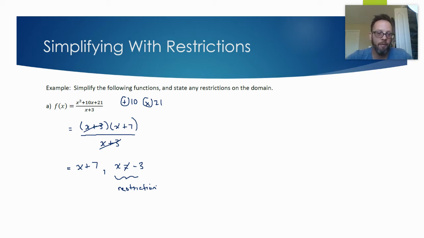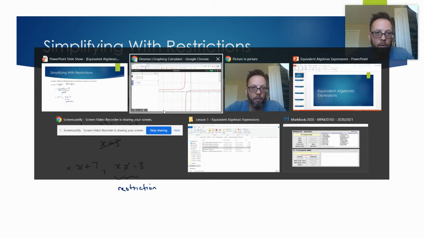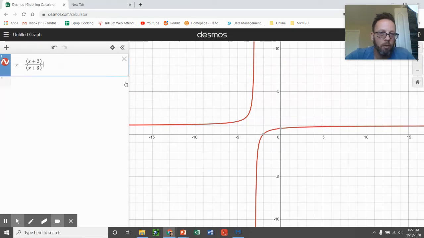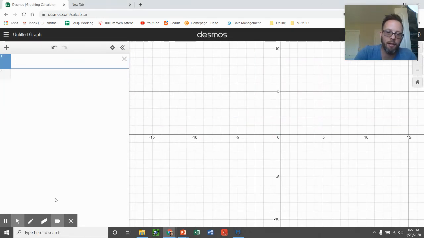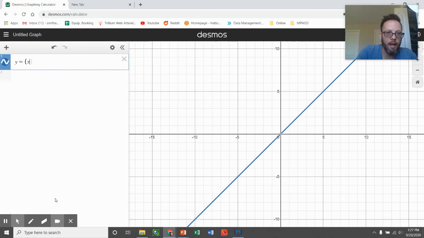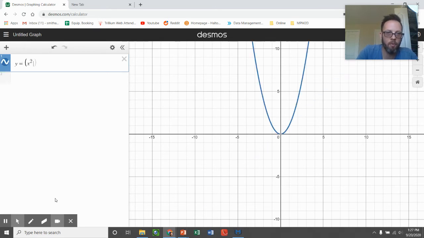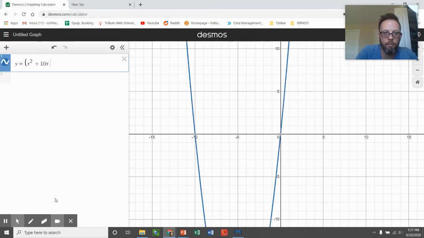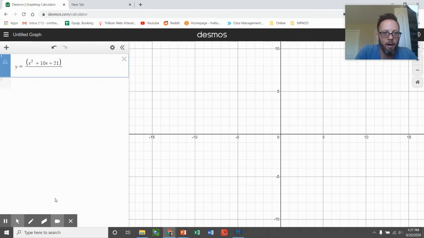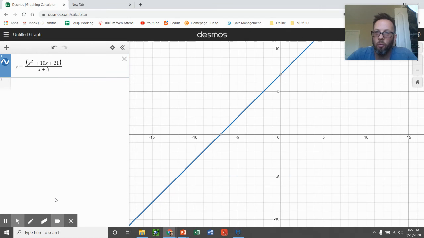Just as an aside, this is kind of cool. I'm going to go back to Desmos. I'm going to graph that one. What would that graph look like? That messy (x squared plus 10x plus 21) divided by (x plus 3), I think it was. When you graph it, it just shows up as a line, which is so cool. Well, that's because we just showed it's actually equivalent to a line, except for the one value at minus 3. It's really neat.